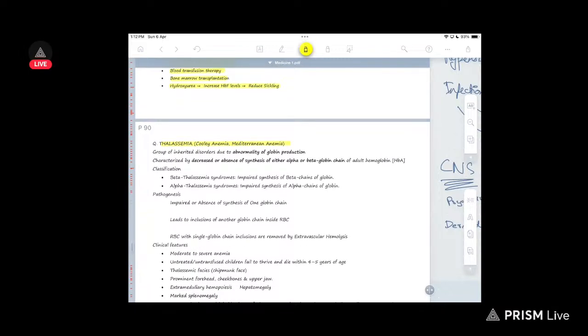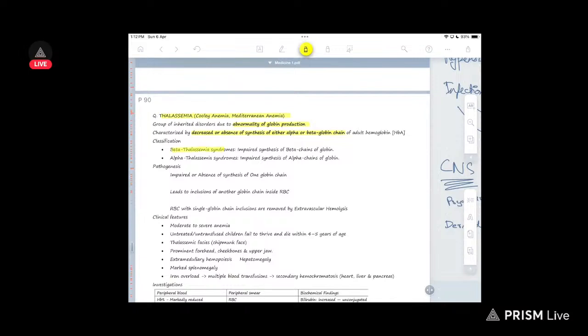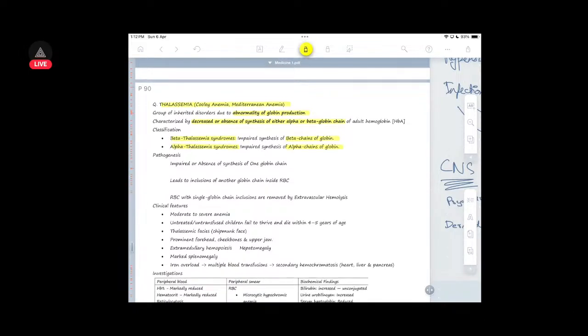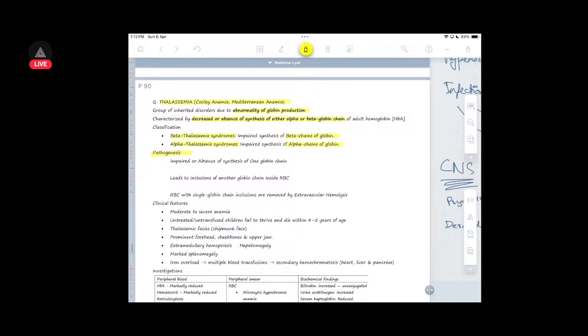Next, we have thalassemia, which is an inherited disorder due to abnormality of globin production. So there is decreased or absent synthesis of either alpha or beta chains. Beta thalassemia syndromes involve the beta chain, alpha thalassemia syndromes involve the alpha chain. So pathogenesis: impaired or absent synthesis of one globin chain leads to inclusions of the other globin chain inside the RBC. RBCs with a single globin chain are removed by extravascular hemolysis.